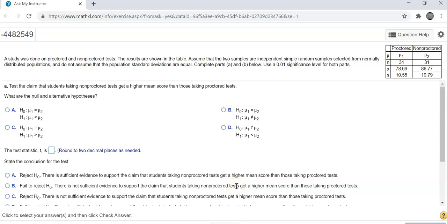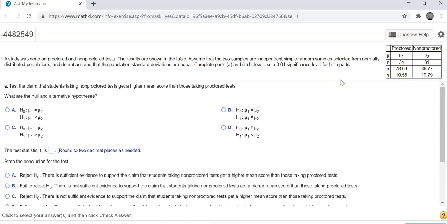We have a study done on proctored and non-proctored tests. Results are shown in the table. So these are what they got. There's the N for each, and then the x-bar for both the proctored and the non-proctored, as well as the variation. Assume the two samples are independent simple random samples from normally distributed populations and do not assume the population standard deviations are equal.